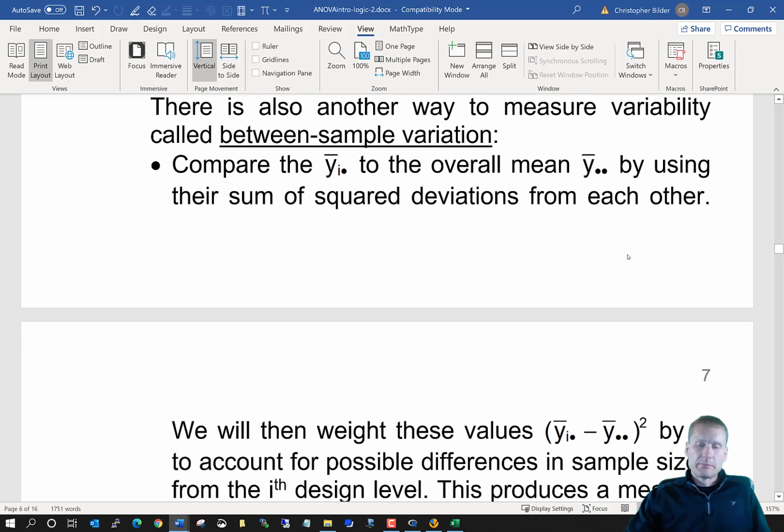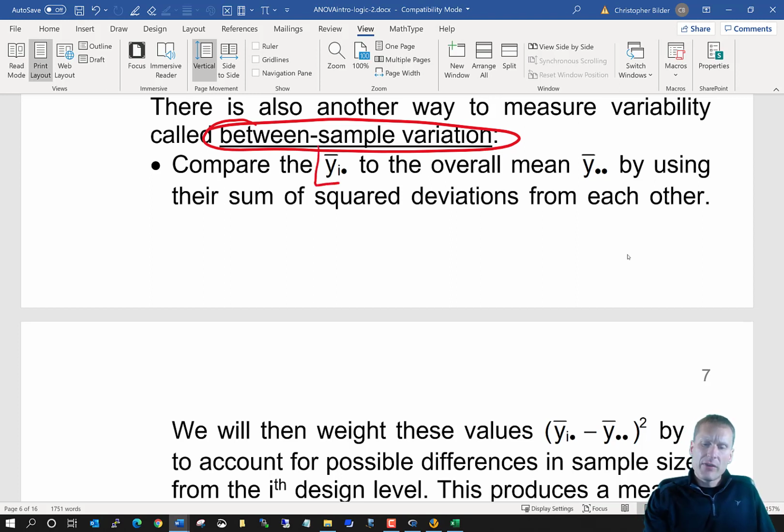Here's the second. Something called the between sample variation. Again, maybe that's not necessarily the best name out there, but this is the name people often use. And now what we're going to do is look at each of the sample means for the design types, or the factor levels to be more general. And we're going to compare it to the overall mean, which I denote by y bar dot dot.